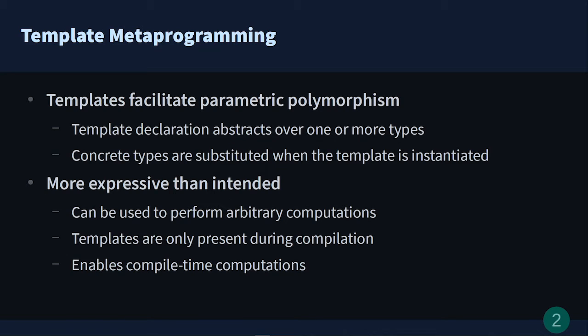However, the template system is more powerful than it was originally designed for. If you combine templates with other C++ features, such as the using keyword, you can describe arbitrary computations. And since templates are only ever present during the compilation, this allows you to force the compiler to perform compile time computations. This technique is typically called template metaprogramming.